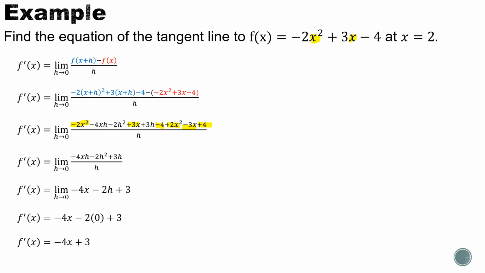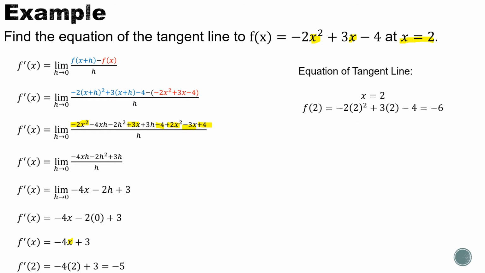That's the derivative of the function in general, right? If I want to know the derivative at a particular point, I'm going to take that point, or that number, that x value they gave us, in this case x equals 2, and I'm going to plug it into my function for my x value. So again, to find the derivative at 2, I'm going to plug in my value at 2. So f prime of 2 is negative 4 times 2 plus 3, which is equal to negative 5. That's the slope of my tangent line at 2.